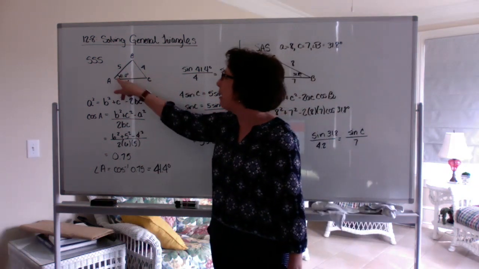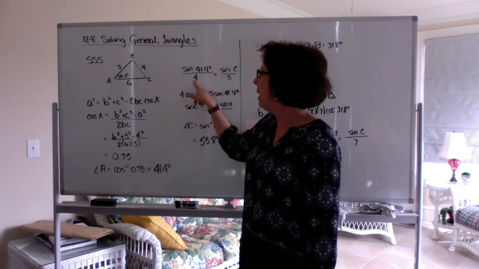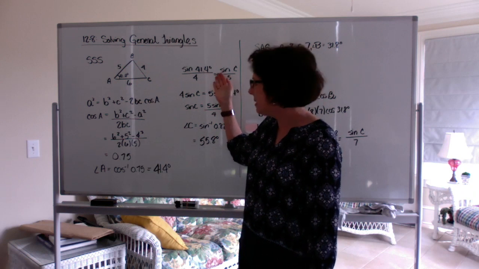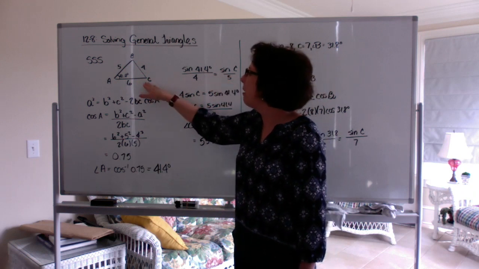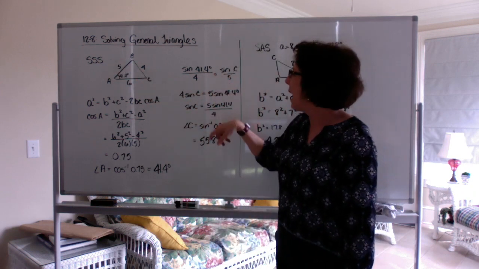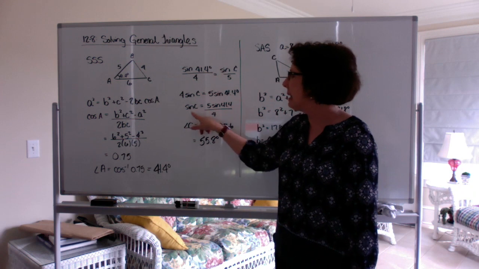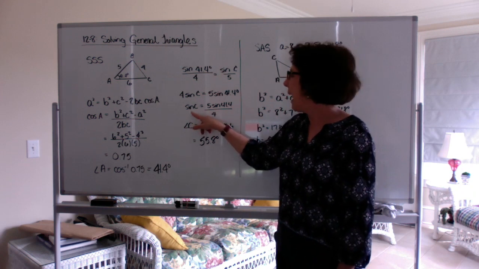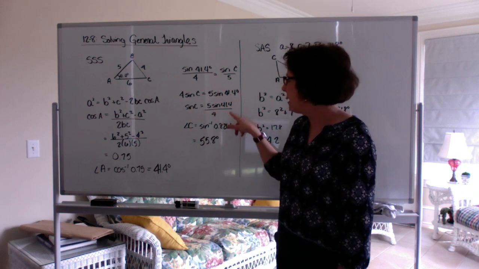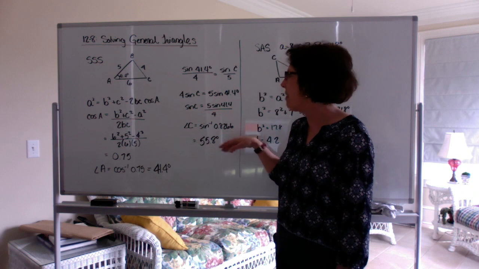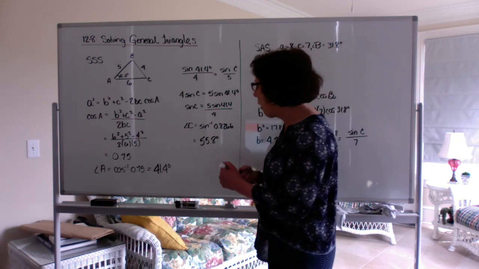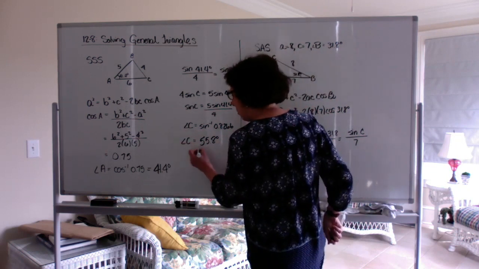And so now I can do the sine of 41.4 over side a, which is 4, is equal to, and it doesn't matter which one, I'm going to go ahead and solve for angle C. The sine of angle C over 5 is on the other side of the proportion. And now I just cross multiply. I isolate sine angle C, and I go ahead and compute and see what this is. And that is approximately 0.8266, and then I can take the inverse sine of that ratio to find the angle. And so now I have angle C. Let's go ahead and box that.